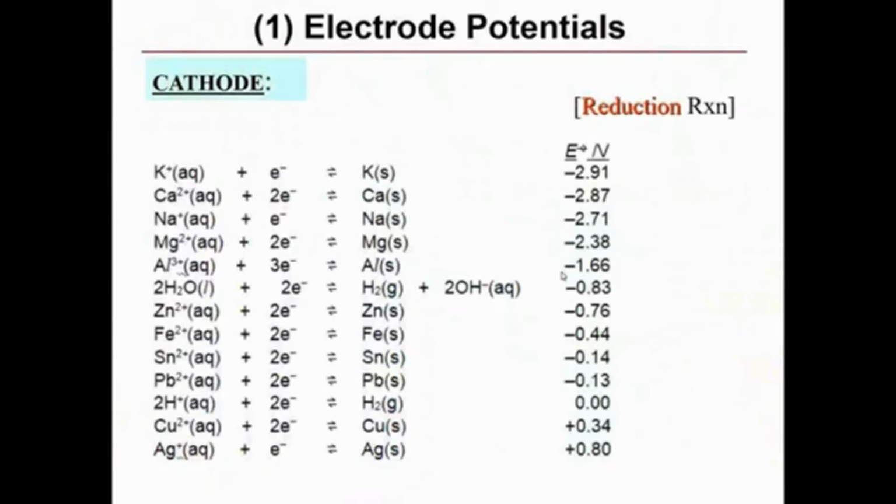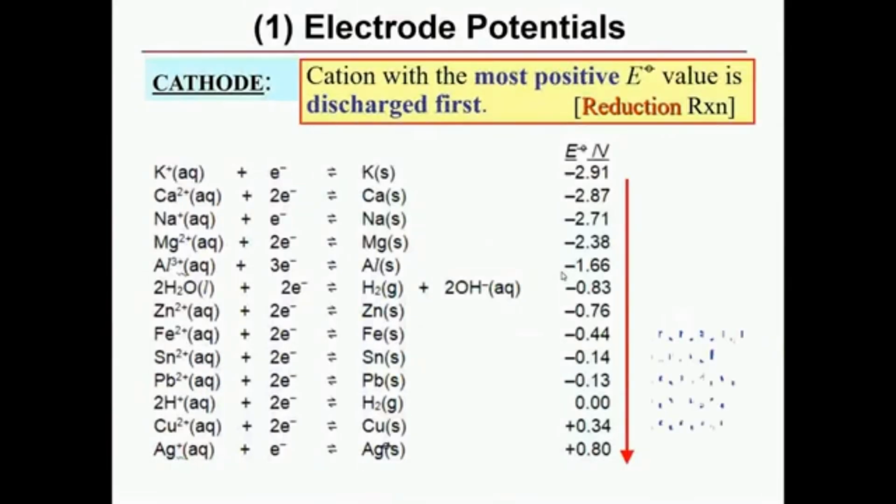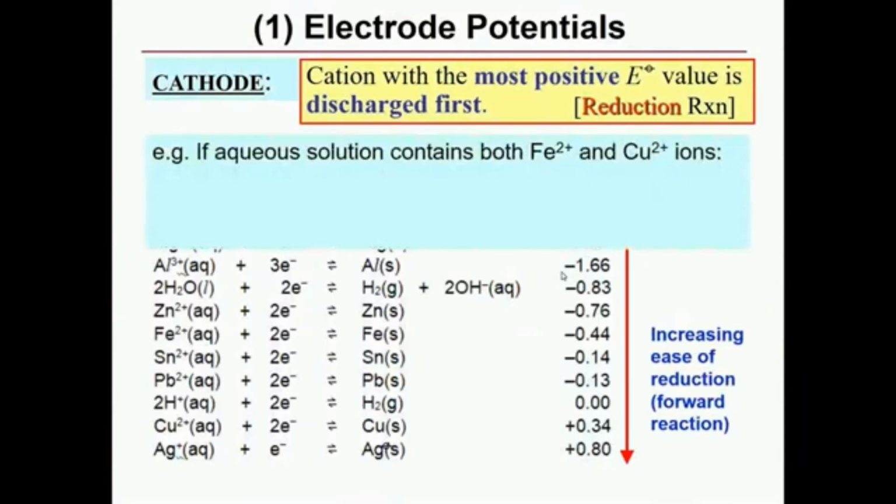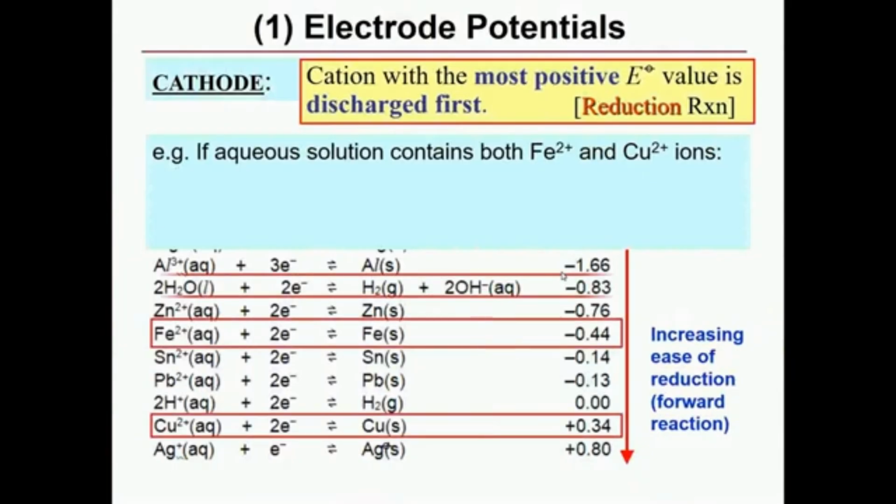Electrode potentials are given in the data booklet. At the cathode, reduction occurs, so cations with the most positive E0 value will be discharged first. Now take for example, an aqueous solution that contains both iron(II) and copper(II) ions. So these would be the E0 values to consider.